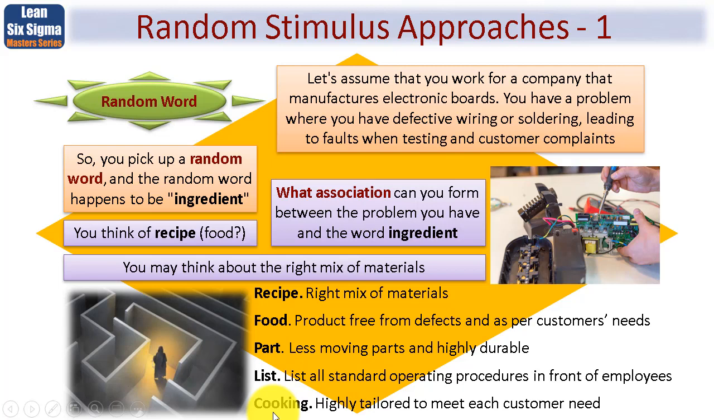And the way in which you would cook or prepare this dish of food would depend on what it is the customers or the folks who are going to eat it actually want. So can you start to see here that by using a recipe for food and using these elements here, you could then say, how does that relate to my problem of wiring and soldering faults? Sticking with random, what about random image?